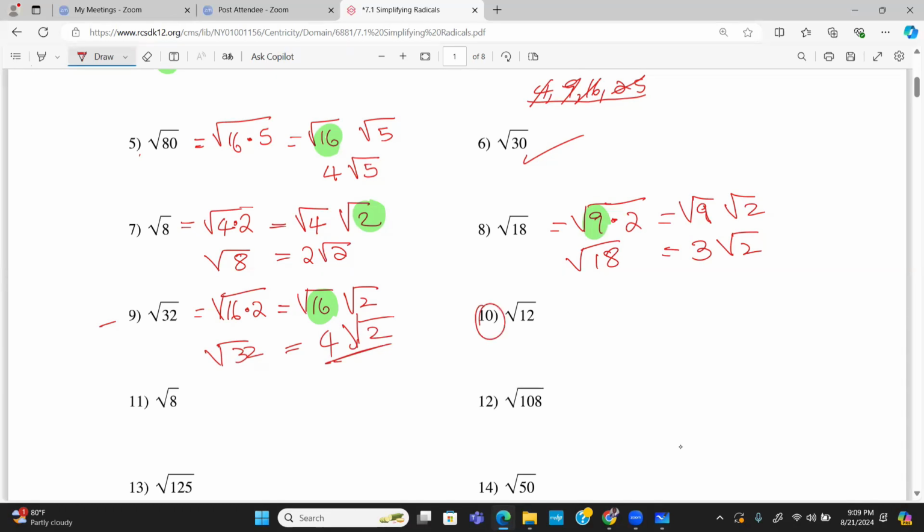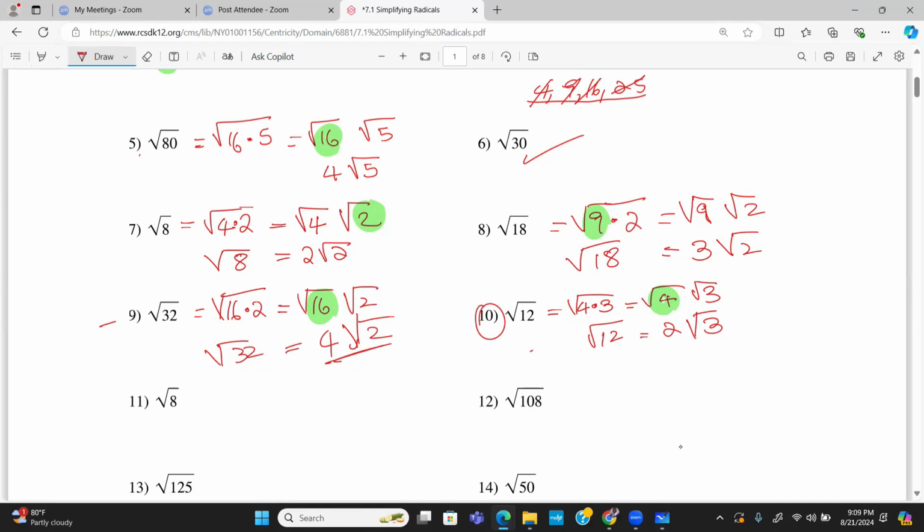Let's take a look at question 10. Question 10 has the root of 12. So the root of 12 can be rewritten as the root of 4 times 3. Then we could split this as root 4 times root 3. Remember that 4 is a square number. So the root of 4 is actually 2. 3 is not a square number, so we leave it here. So the response is the root of 12 is actually 2 root 3.